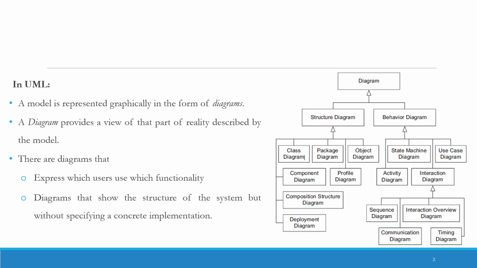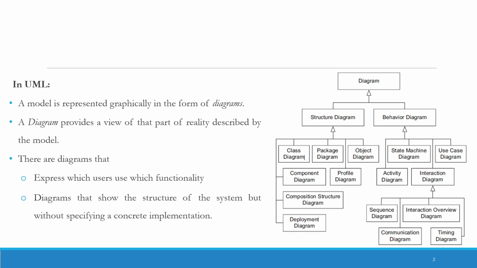In UML, a model is represented graphically in the form of a diagram, or the diagram will provide parts of reality described by the model. So a diagram simply represents how things are related to each other. For example, in a use case diagram, we represent how the external viewers are related with the system's functions, or how the system functions are related to each other. In a sequence diagram, we represent how the objects in the system interact with each other, how they exchange messages between them.